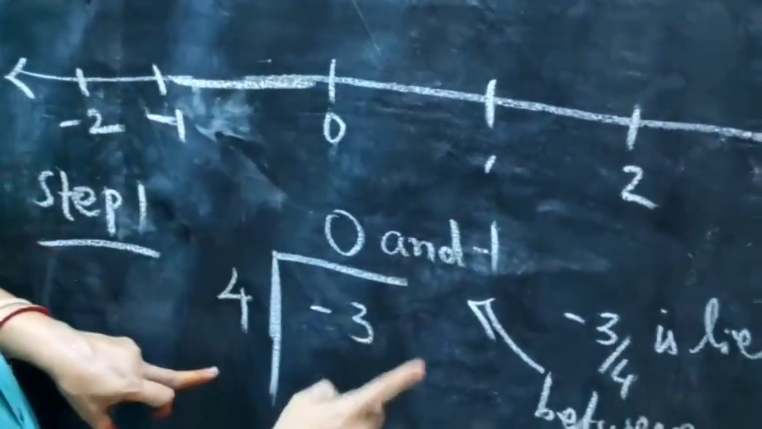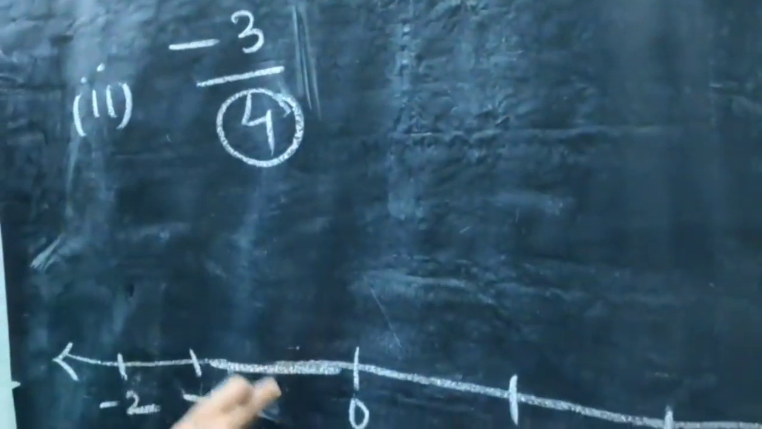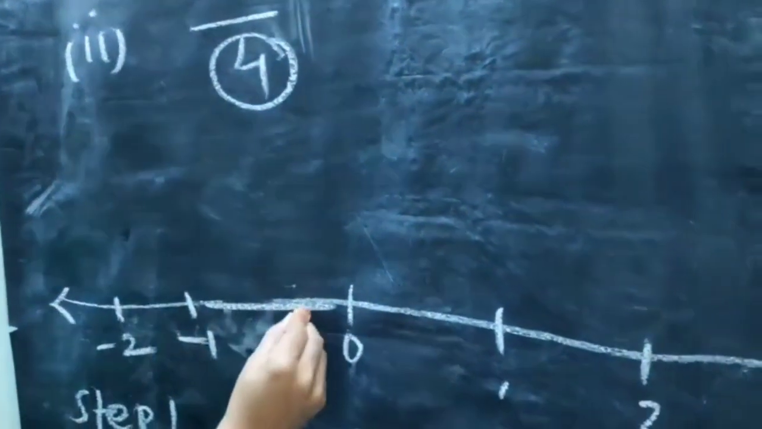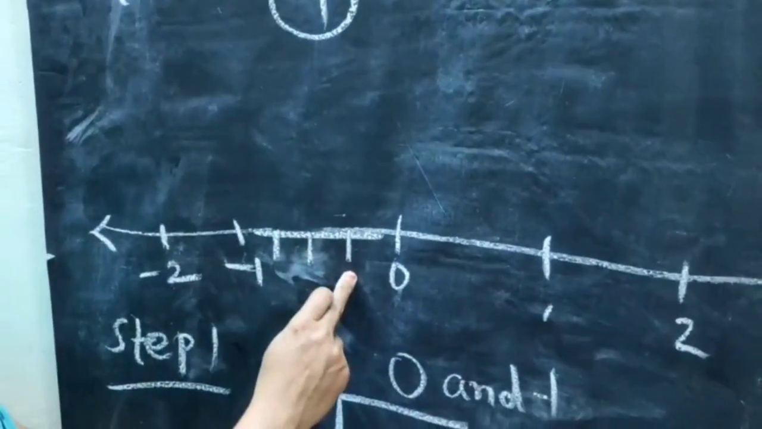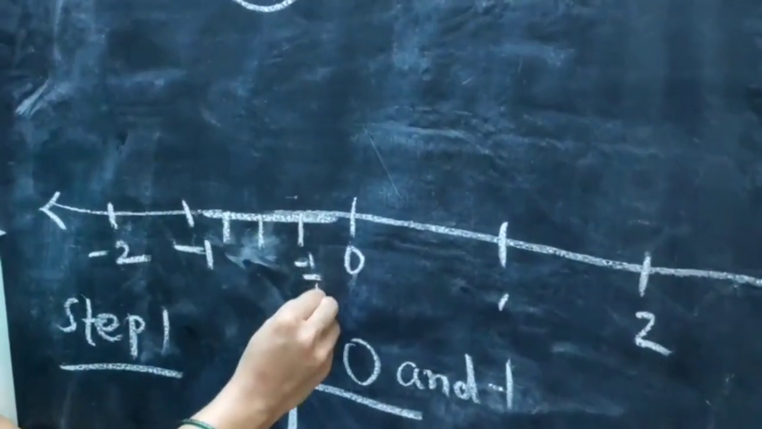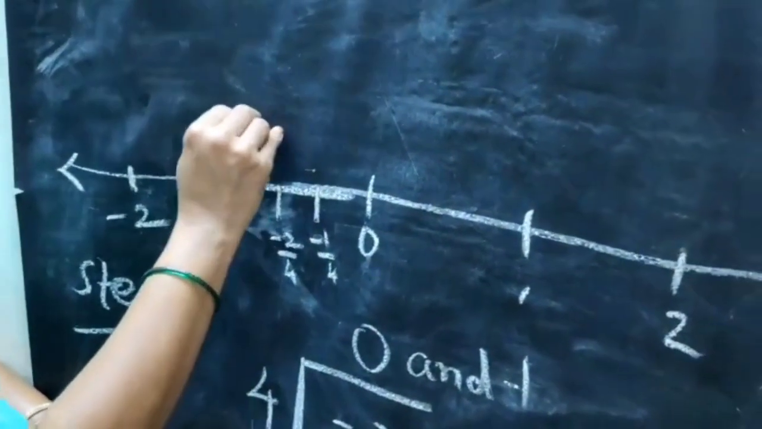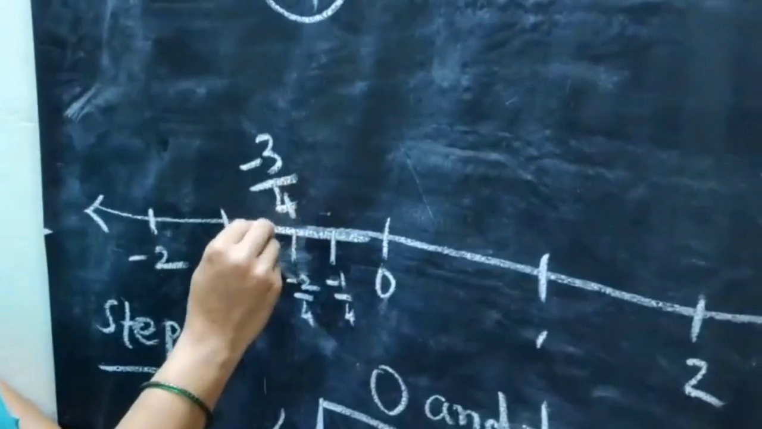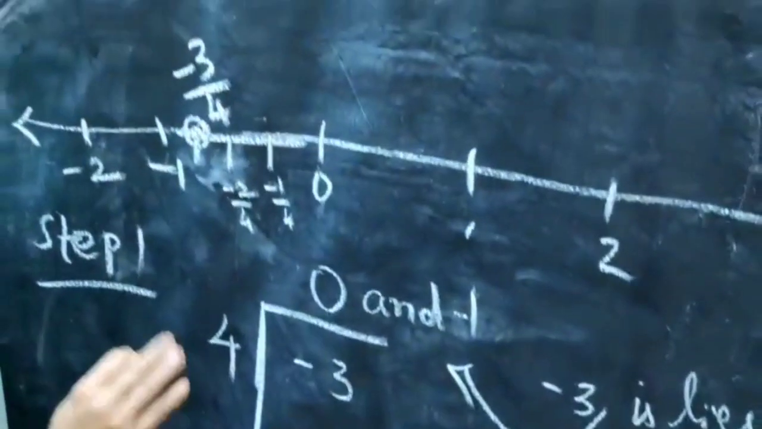Between 0 and 1, into how many parts? Four parts. How many lines inside do you want to draw? Only 3 lines: first 1, 2, 3. The first point is minus 1 by 4. Next one is minus 2 by 4. This one, what is the number? Minus 3 by 4. So put a dot, circle the number, and write minus 3 by 4 above it.